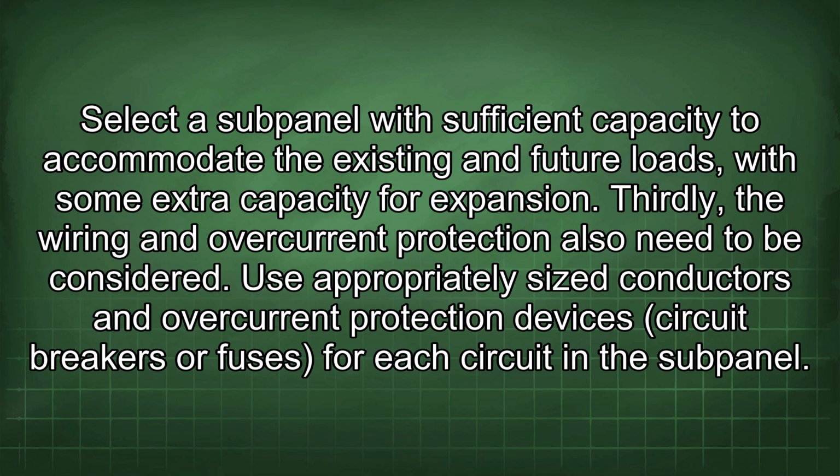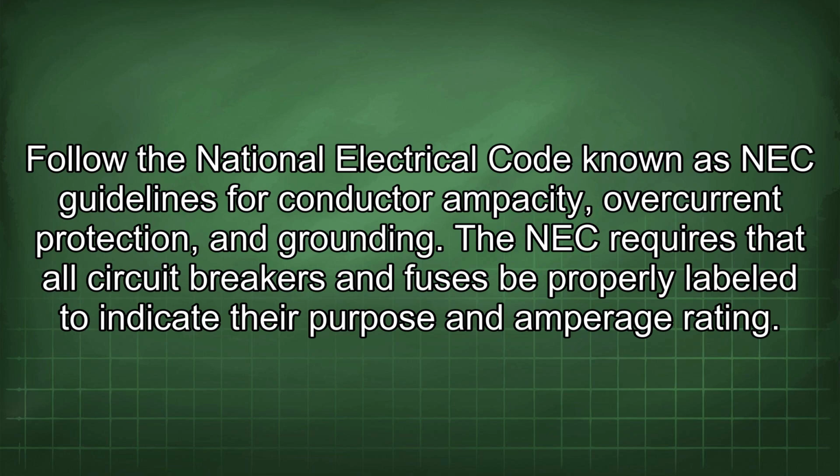Thirdly, the wiring and overcurrent protection also need to be considered. Use appropriately sized conductors and overcurrent protection devices, circuit breakers or fuses, for each circuit in the subpanel. Follow the National Electrical Code, known as NEC, guidelines for conductor ampacity, overcurrent protection, and grounding. The NEC requires that all circuit breakers and fuses be properly labeled to indicate their purpose and amperage rating.